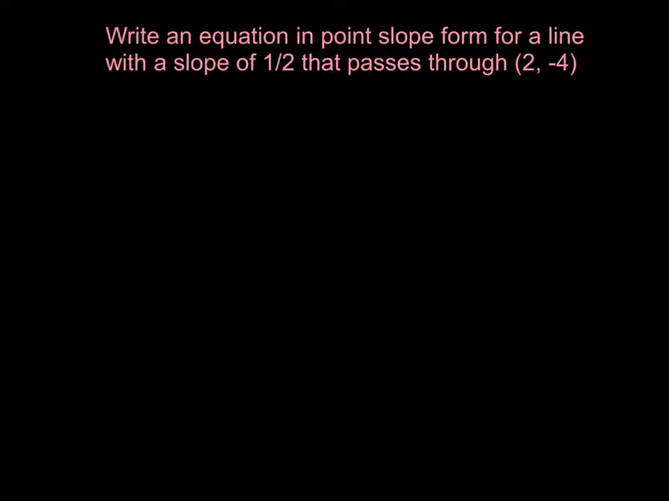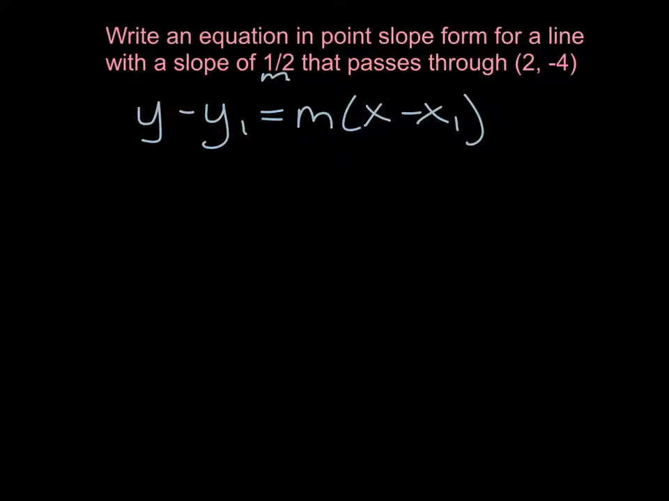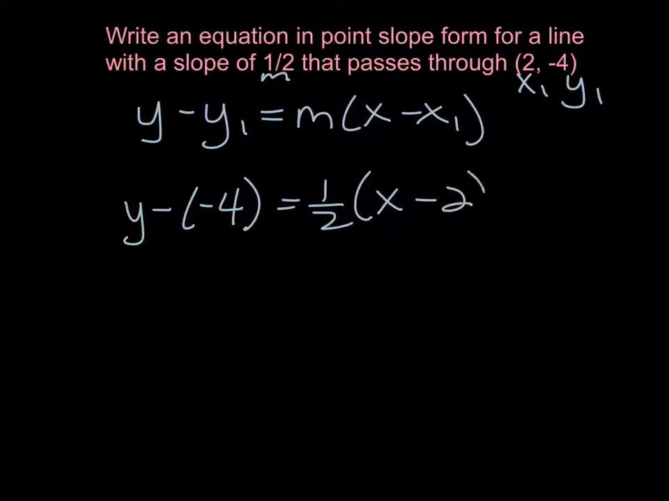Okay, so hopefully you've tried the problem, you're ready to check it. Write an equation in point slope form. This time our line has a slope of 1/2, and it's going through the point 2, -4. So first thing I'm going to do is write down what point slope looks like. You will have this on the test, you will not have to have this memorized. Then I look back, the slope, 1/2 is our m, and then here's x1, and here's y1. So y minus -4 equals 1/2 times x minus 2.